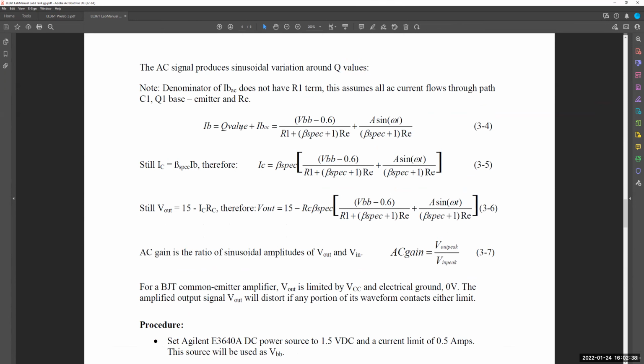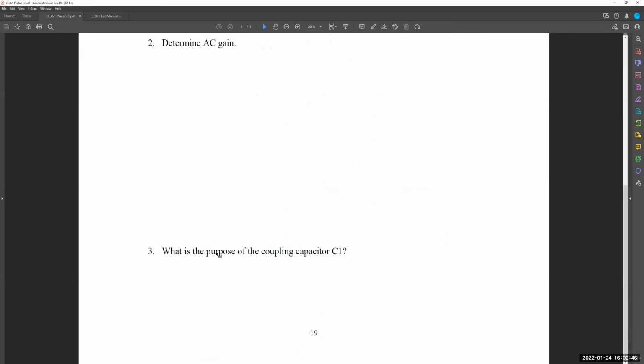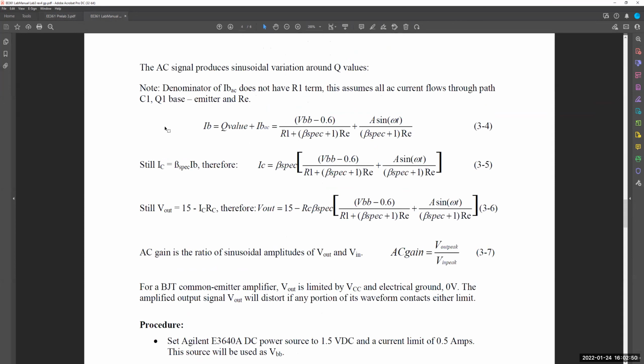As straightforward as that. And the answer to question number 3 is also there in the lab write-up. If you read the background section, again, it is there in the lab write-up. So there you have it, a short video about solving Prelab number 3 for EE 361.